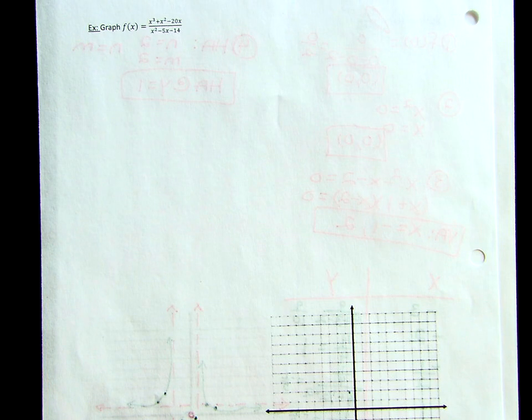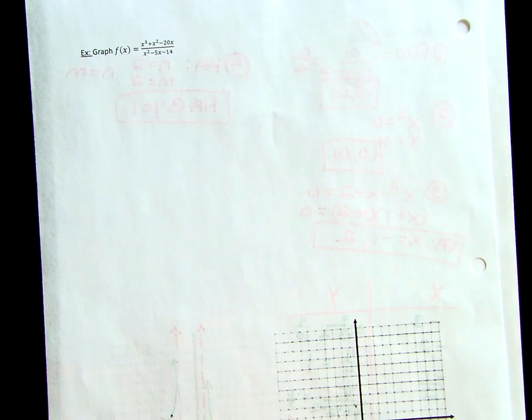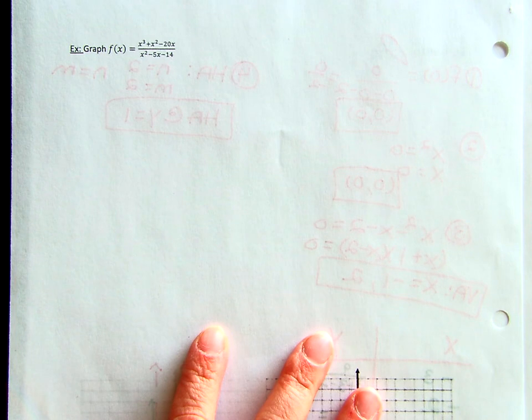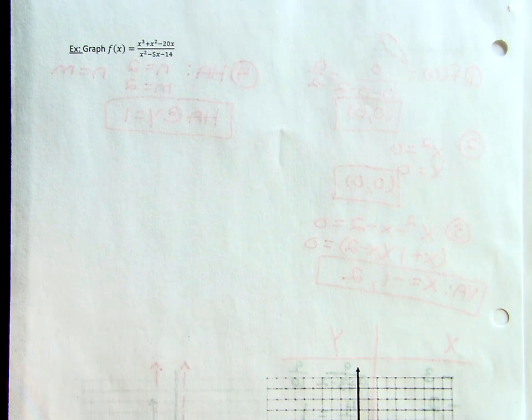Okay, so this is the final example where we are graphing x to the third plus x squared minus 20x all over x squared minus 5x minus 14. Remember from earlier on that there are certain steps or rules that you want to go through whenever you are solving these rational functions. And step 1 is going to be finding what? Finding your y-intercept. That's right.